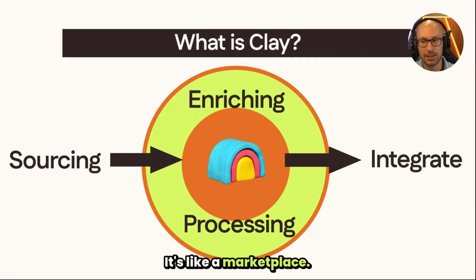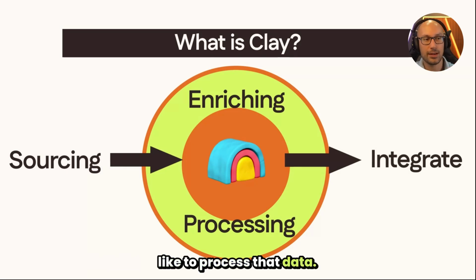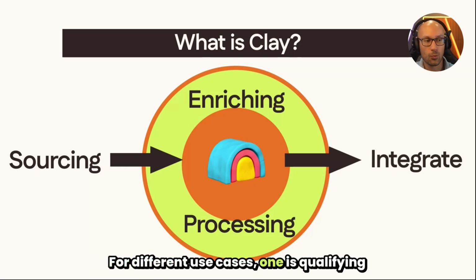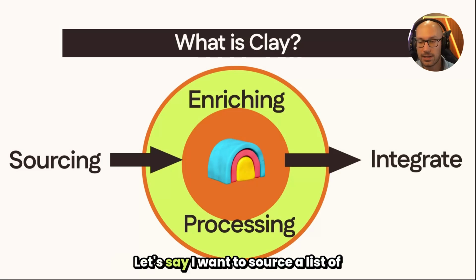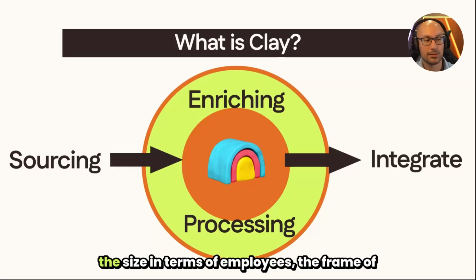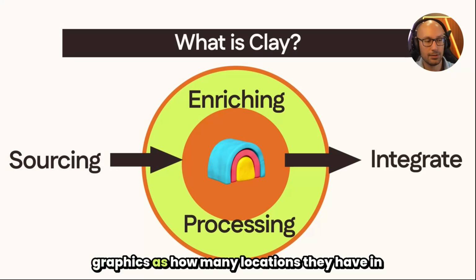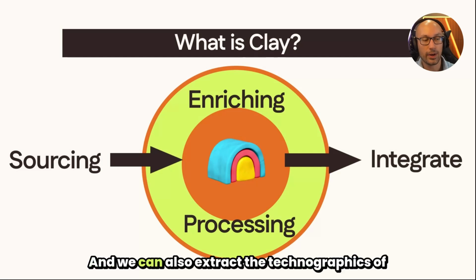It's like a marketplace. But also, once you enrich that data, you will want to process it for different use cases. One is qualifying data, and the other is processing data. Let's say I want to source a list of companies. From the list of companies, I can enrich the revenue. We can enrich the size in terms of employees, the firmographics, such as how many locations they have in each state, for instance. And we can also extract the technographics of that company.